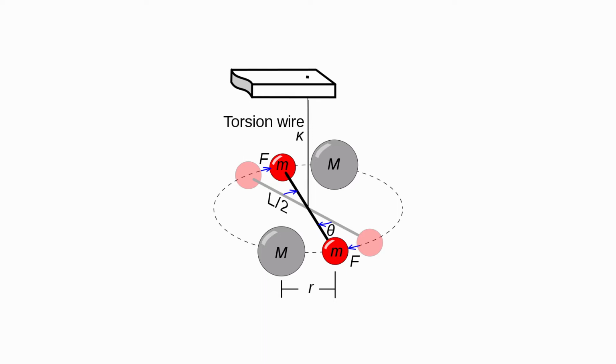Now, the way the Cavendish experiment actually measures the force of the gravitational pull is through a torsion wire or something similar.